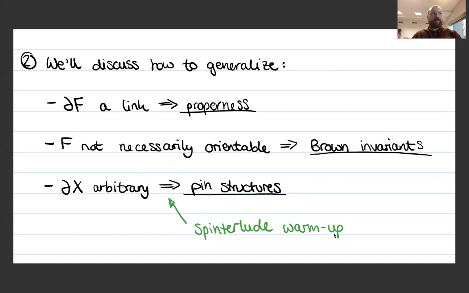And if you're in the know with these things, whenever you hear Arf invariants, you're thinking that there's spin structures in the background. And when you hear Brown invariants, it means there's pin structures, or more specifically, pin minus structures in the background. And you can in fact generalize this whole theorem to allow X to just be an arbitrary compact orientable four manifold, with in fact arbitrary three manifold boundary. And you can generalize this formula also there, and there you're led to thinking a bit about pin structures.